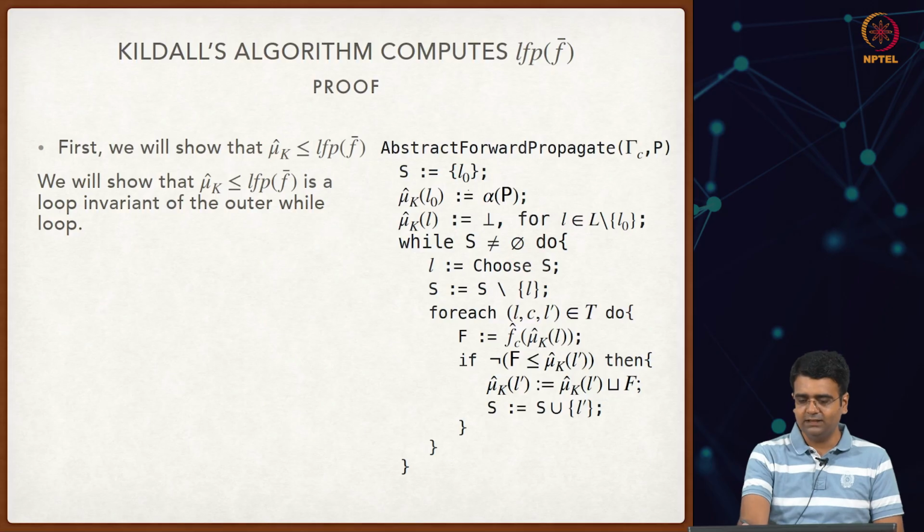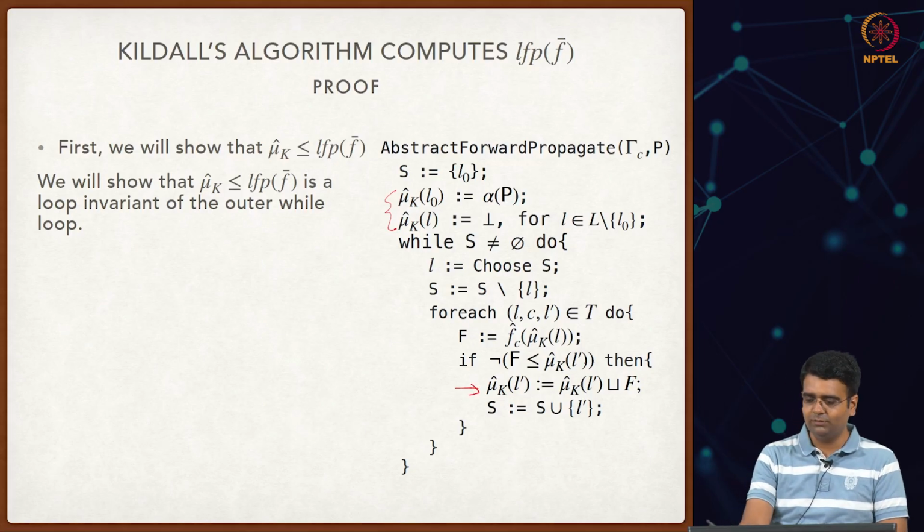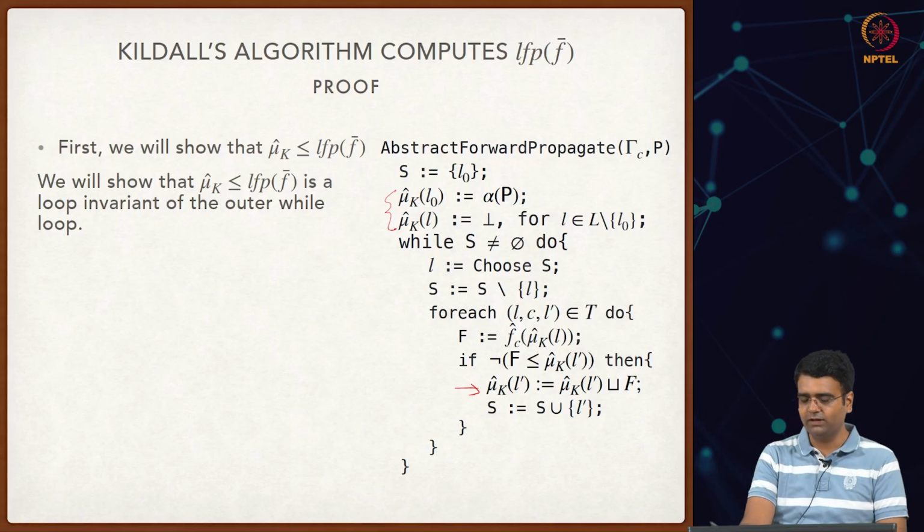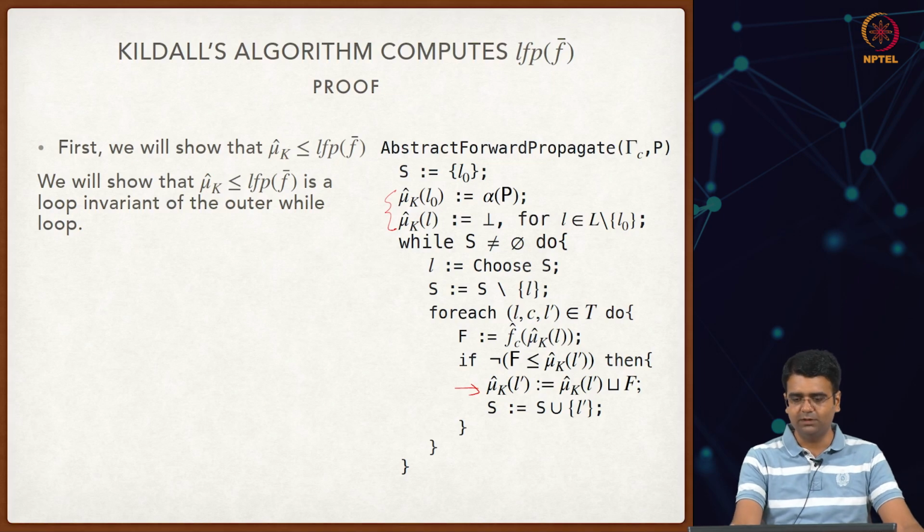So you can see that this mu hat k is assigned here, and there is a change here in mu hat k. These are the only three places where mu hat k is assigned a value, where it changes its value. So essentially we have to show that whenever it changes its value, this particular invariant always holds, that is, less than or equal to LFP of f bar.